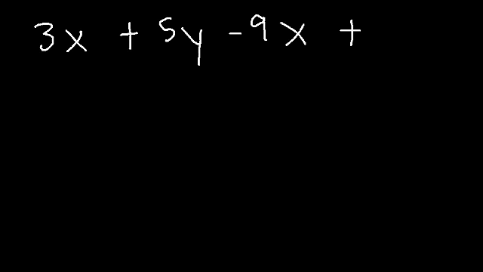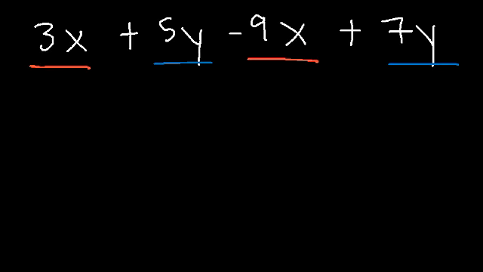Let's try another problem. Simplify the following expression. 3x plus 5y minus 9x plus 7y. So first, let's identify the terms that are similar to each other. So 3x and negative 9x are like terms. 5y and 7y are like terms, they're similar.